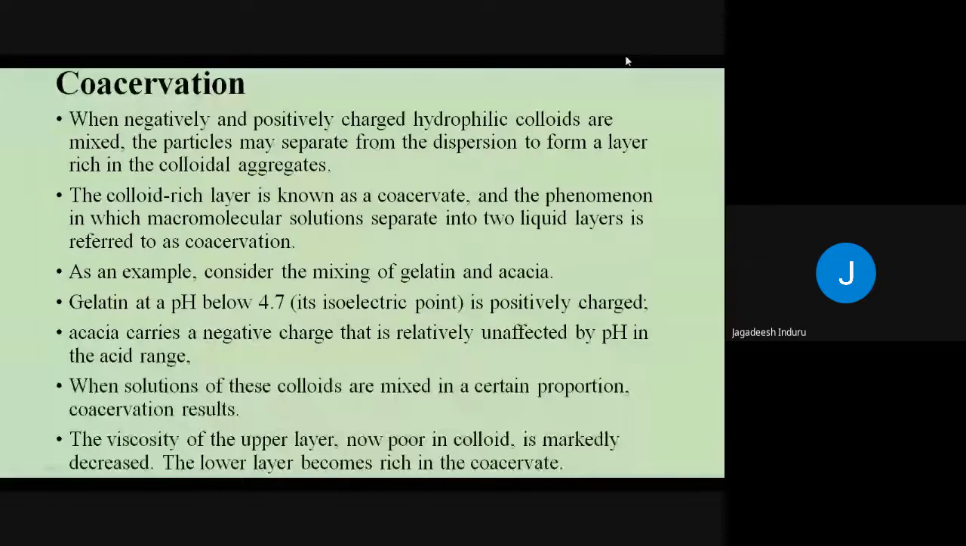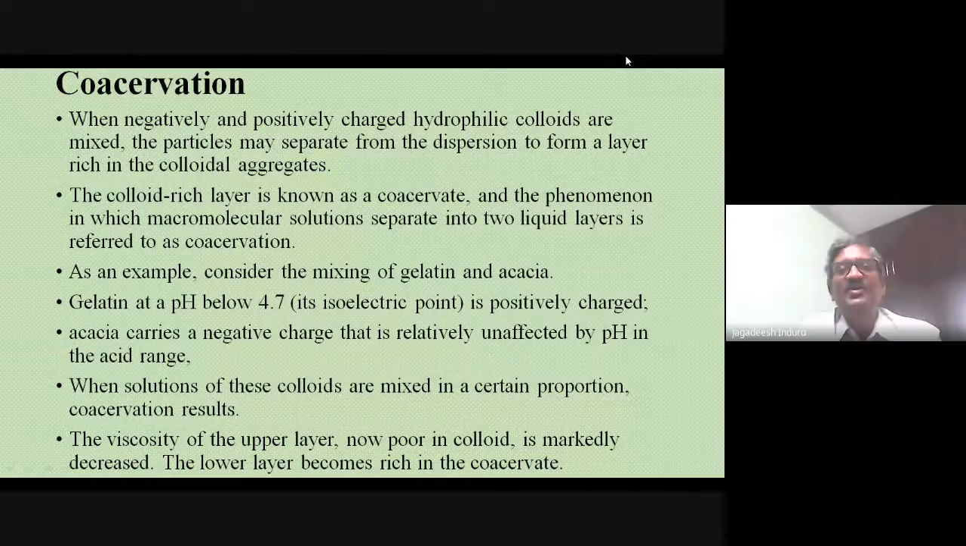You need not use a microscope; you can see it with the naked eye. Generally, you use dark field microscopy for Brownian movement, and an ultramicroscope to see the Brownian motion. But in the case of a coacervate, the colloid-rich layer is separated from the rest of the solvent. The phenomenon in which a macromolecular solution separates into two layers is referred to as coacervation, and the layer which is formed is called the coacervate.